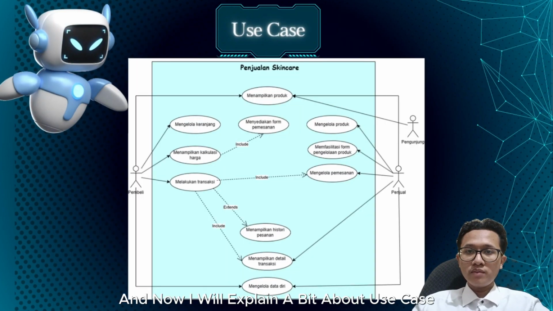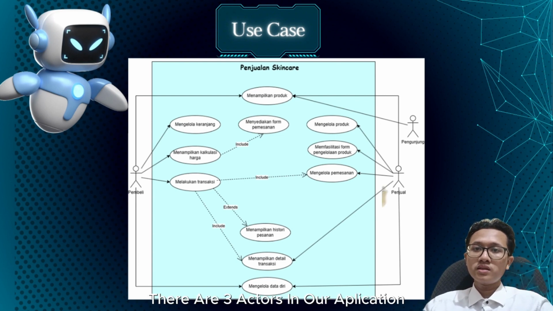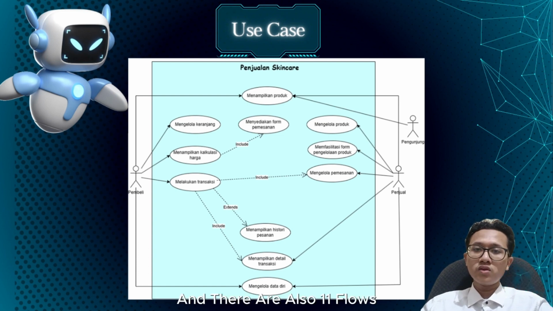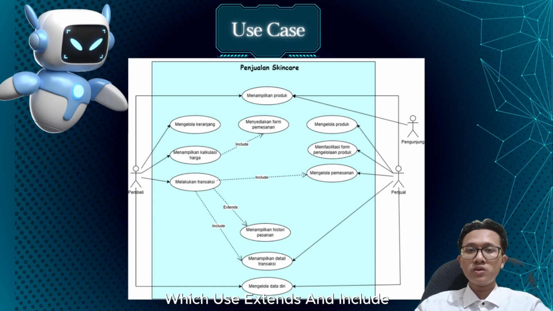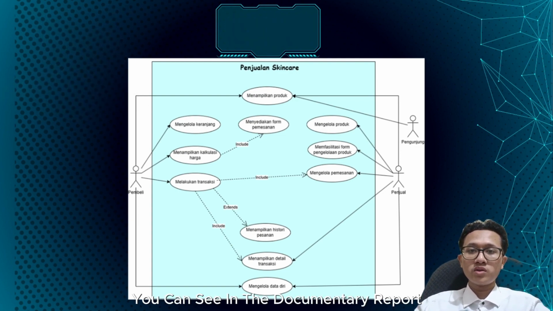And now I will explain a bit about use case. There are three actors in our application. They are seller, buyer, and visitor. And there are also 11 flows which use extends and include, as you can see in this slide. And about the use case scenario, you can see in the document report.